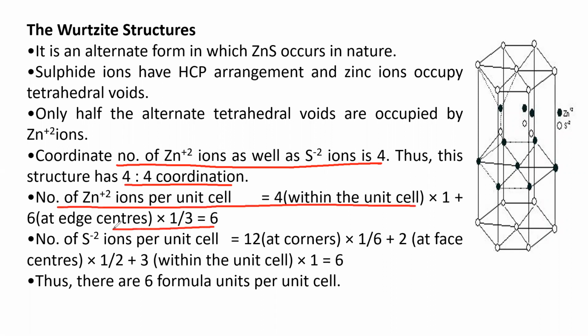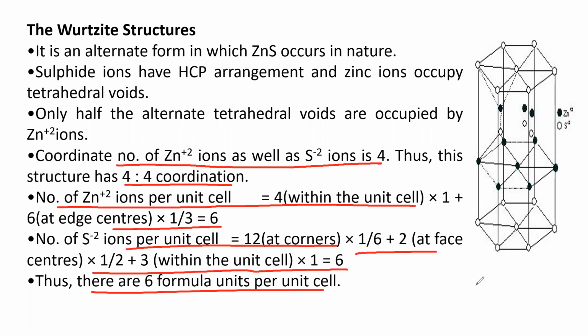Number of sulfur ions per unit cell is equal to 12 corners into 1/6 plus 2 at the face centers into 1/2 plus 3, that is equal to 6. Thus, there are 6 formula units per unit cell. So, in HCP arrangement, 6 formula units per unit cell.